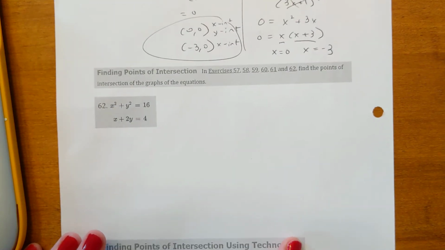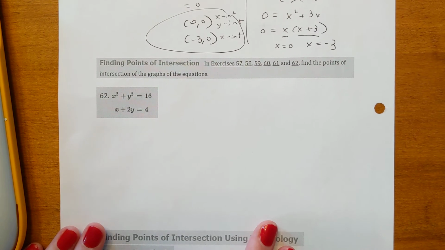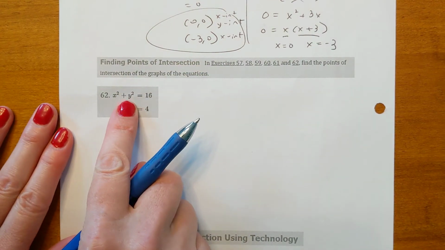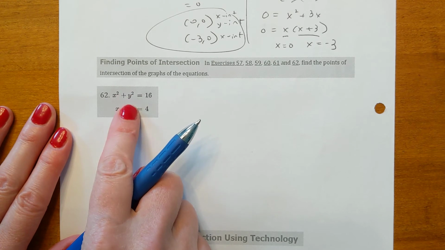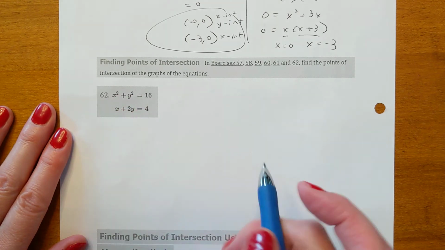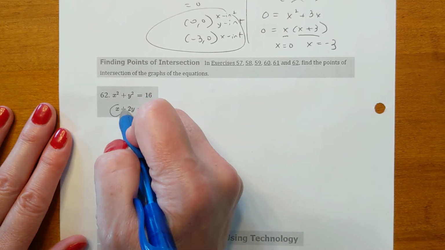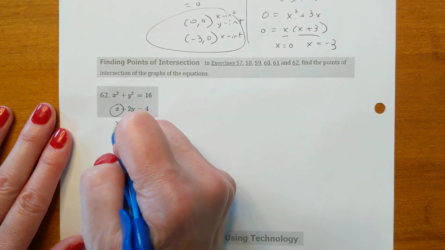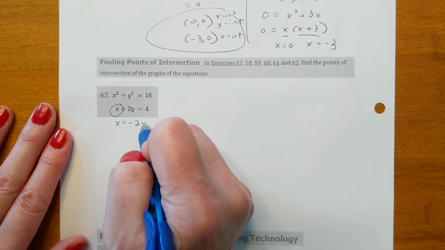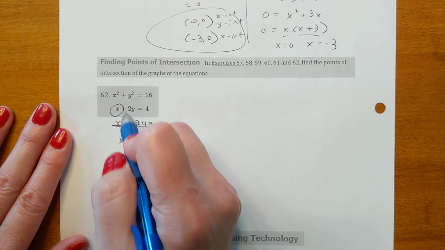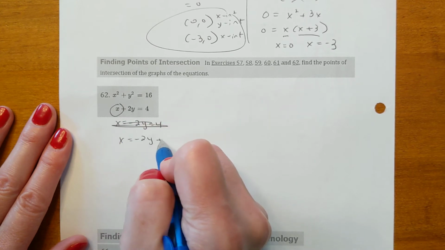All right, on the next one, we want to find points of intersection. Find the points of intersection of the graphs of the equations. This one's really hard to graph because you've got to solve it for y here and it's squared, so it's going to break it into 2 equations if you try to graph it. I'd rather do substitution. I'm going to solve for the x on this one because it doesn't have the coefficient, so it makes it easier to solve. So move the 2y over, so x equals negative 2y plus 4.